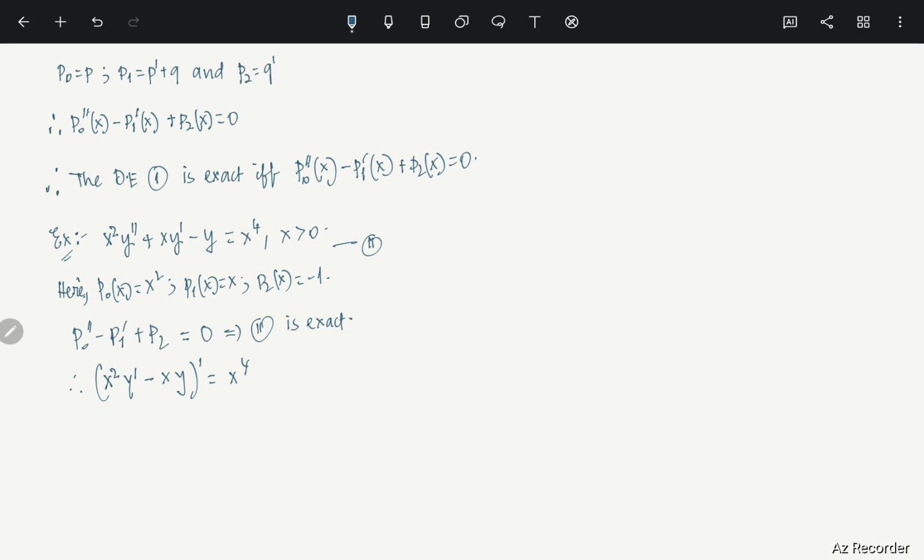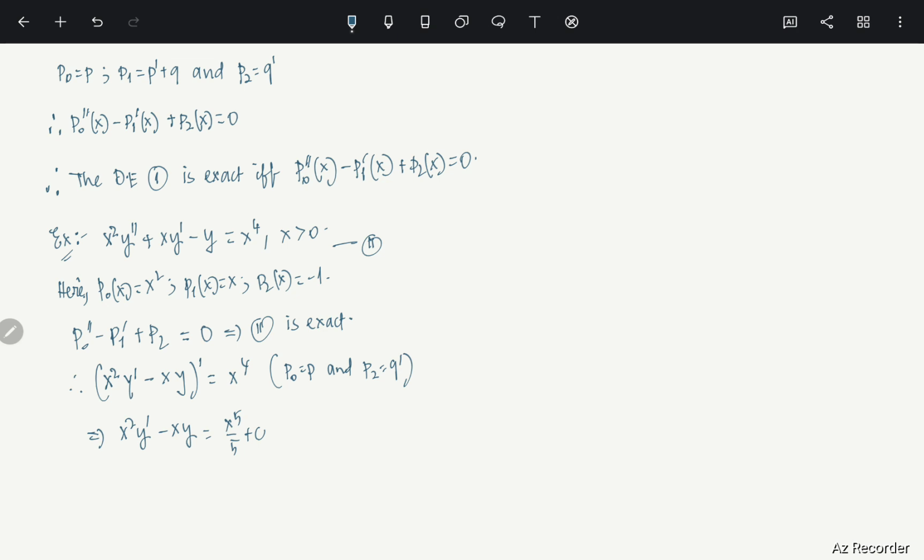Is this okay? You understood what I am trying to say? Here, if it's exact, you can write it like this. So basically P0 is P, and P2 is Q prime. What is P2? P2 is minus 1. So Q prime is minus 1, so Q has to be minus x. So this is fine. Now if this is the case, then we can write it as x squared y prime minus xy equals x to the power 5 by 5 plus some constant c.